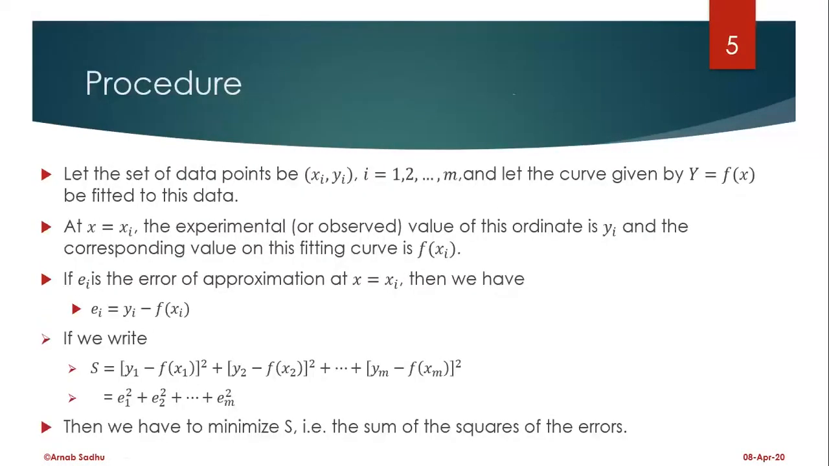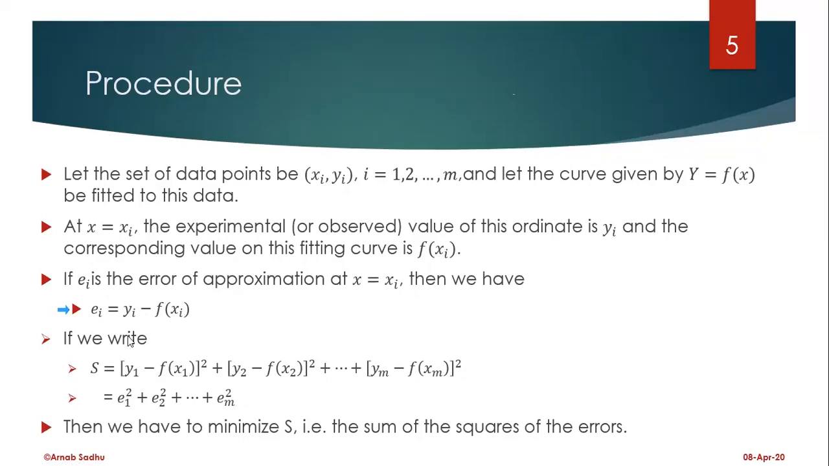Let the set of data points be xi and yi. That means x is equal to xi. The experimental value of this ordinate is yi. But we will fit that curve with a line f(x). So yi is the experimental value and f(x) is the value that we obtain through approximation. So there will obviously be an error. What will be the error? The error is ei is equal to yi minus f(xi). yi is the experimental value and f(xi) is the value we obtain through approximation.